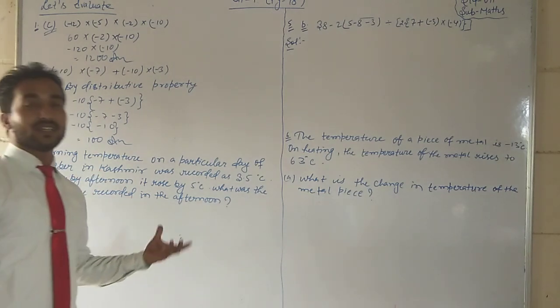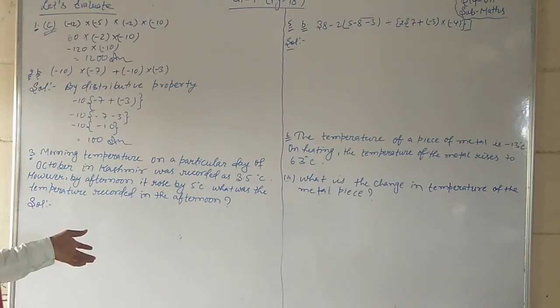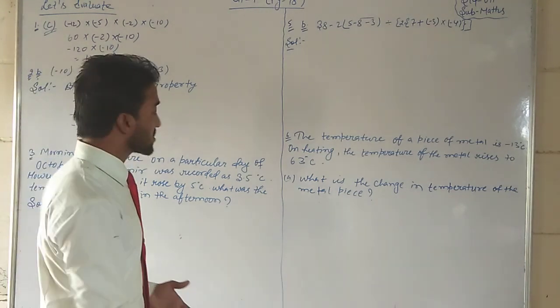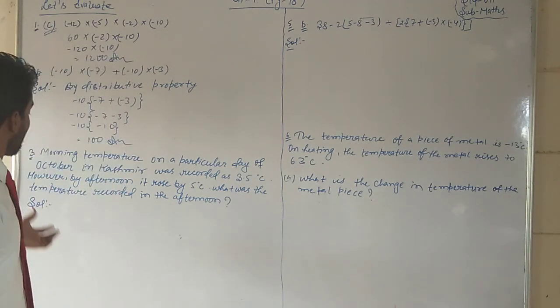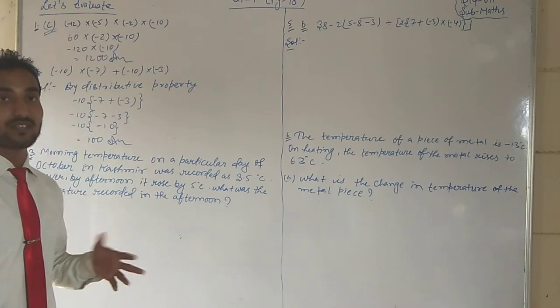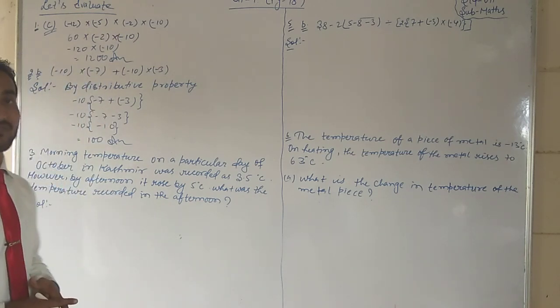So students, in the next question: the morning temperature on a particular day of October, any particular day, was recorded in Kashmir as 3.5 degrees centigrade in the morning. Okay students, by afternoon it rose by 5 degrees more. So what is the temperature in the afternoon?